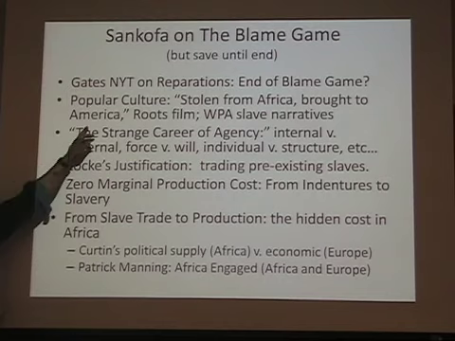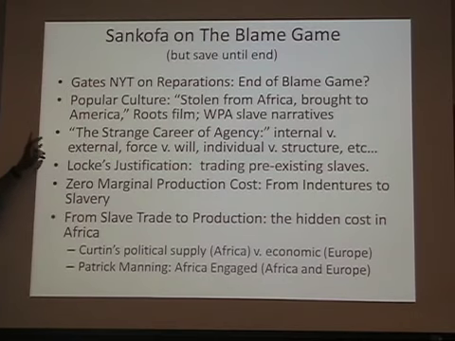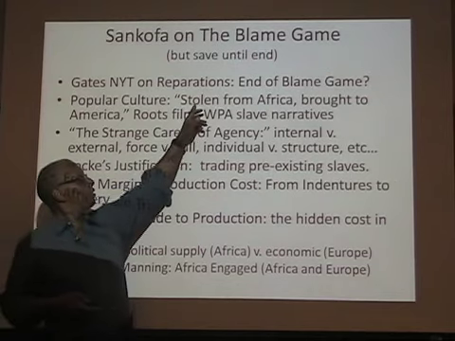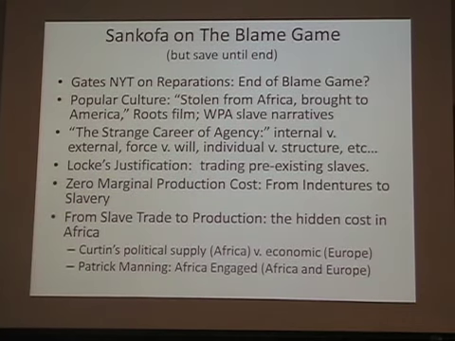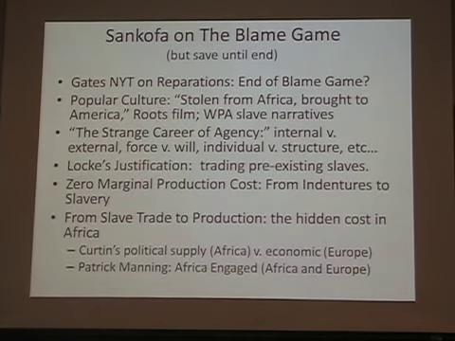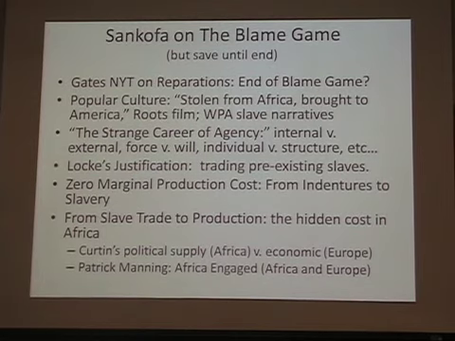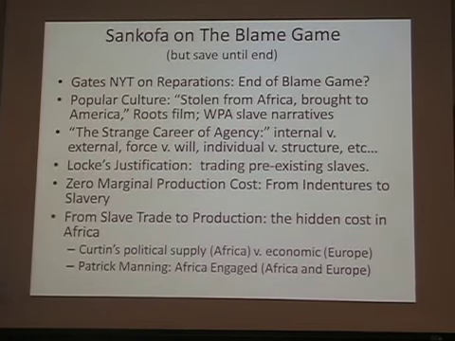If you look at popular culture, these are some words from Bob Marley's famous song, Buffalo Soldier, stolen from Africa, brought to America. The Roots film had the same thing. The WPA slave narratives, from the 1930s, had slaves reflecting on the origins of American slaves and telling a story about them being stolen from Africa. Okay? I want to say something about that.